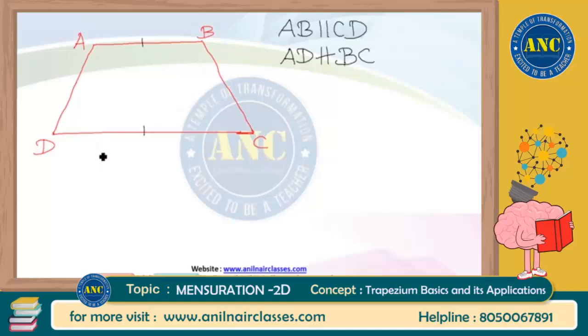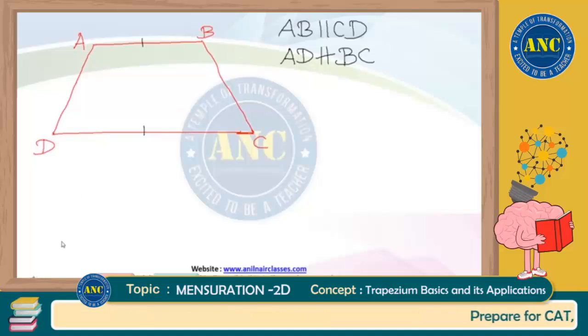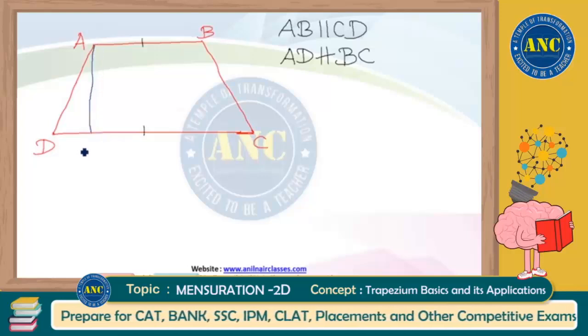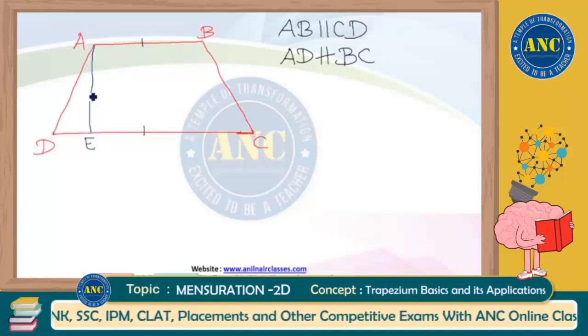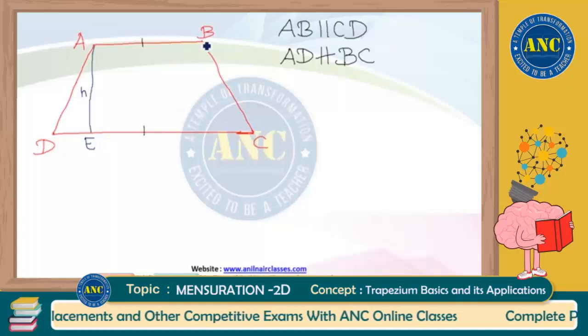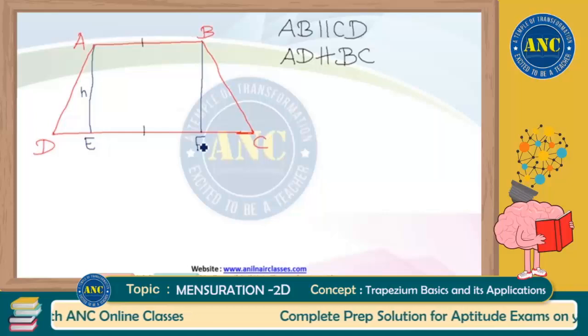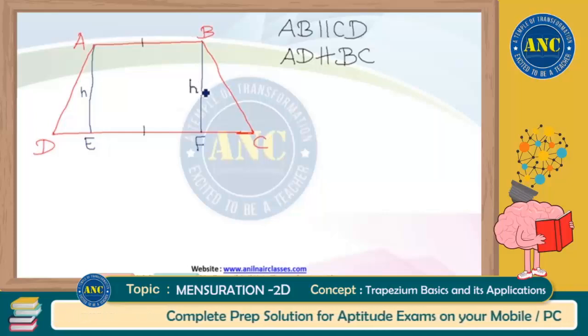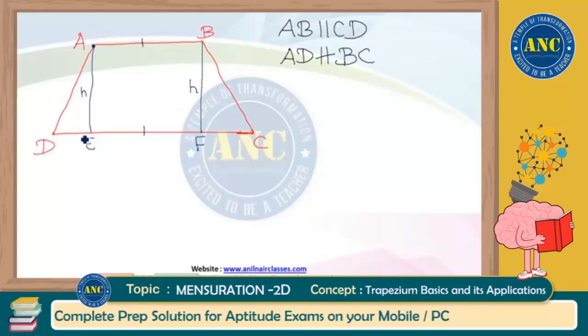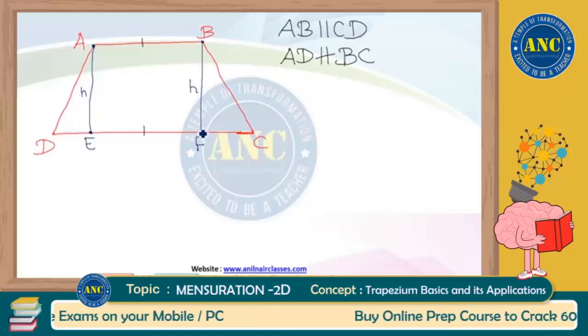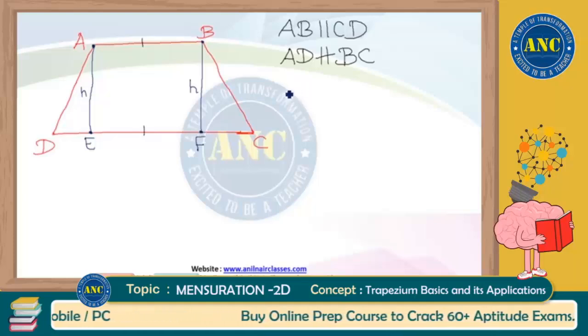Now listen to this carefully. We understood the meaning of trapezium, but let us find the area of this trapezium. What I will do is drop a perpendicular from A onto this point called E, and I will call this perpendicular height H. Similarly, from B, I will drop a perpendicular onto this point called F. I will call this the same H, because height AE is equal to height FB.